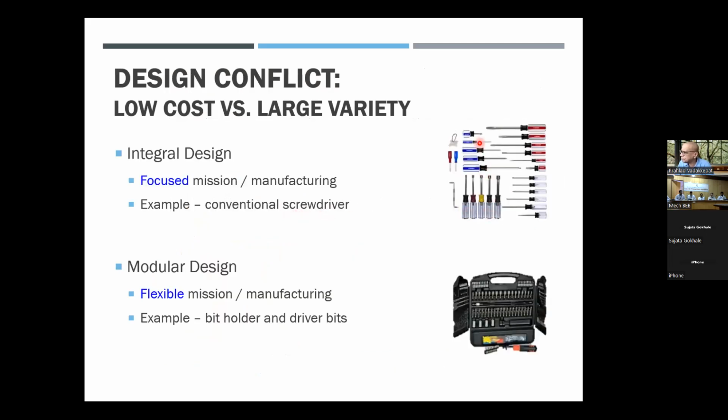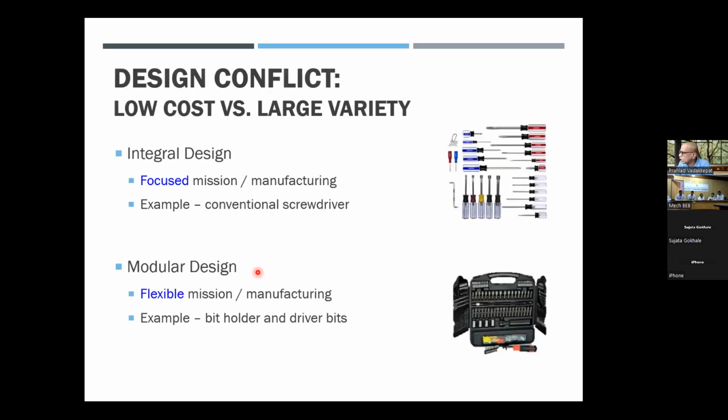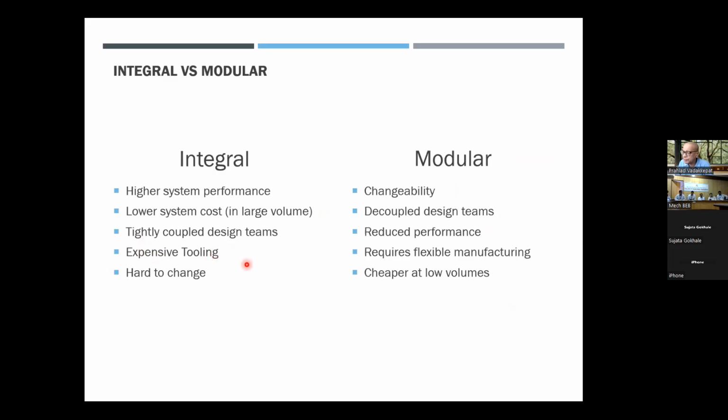So if you look at the traditional screwdrivers, they are integral, focused on the mission, the conventional screwdriver is like that. But you have this also, modular design, flexible bit holder and driver bits. But between them, you might have studied all this, or you might be knowing all this. Integral: higher system performance, lower system cost because you can make it in large, tightly coupled design teams, expensive tooling because you need to have more molds for each one of them. Here, it is less in numbers in terms of molds.